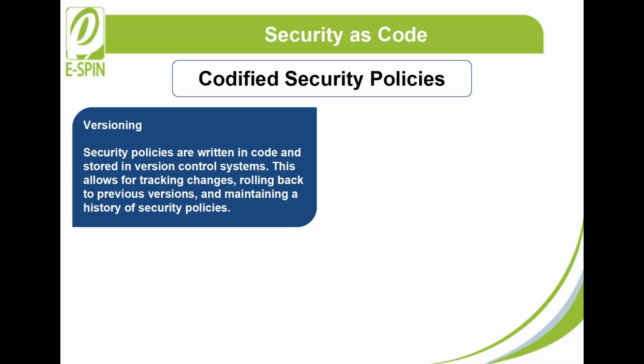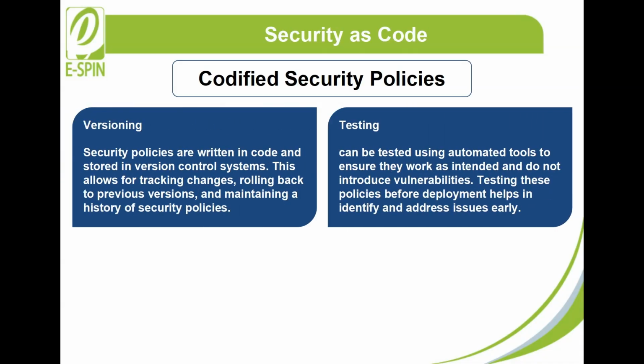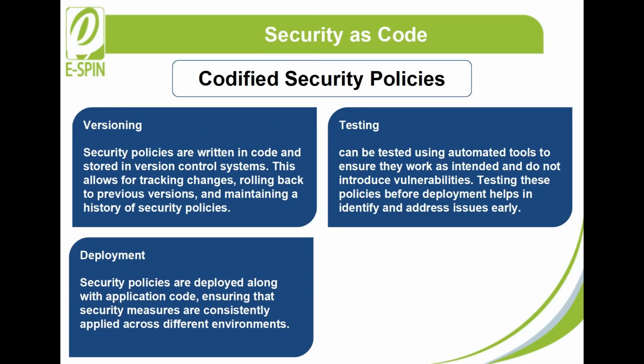Versioning: security policies are written in code and stored in version control systems. This allows for tracking changes, rolling back to previous versions, and maintaining a history of security policies. Testing: policies can be tested using automated tools to ensure they work as intended and do not introduce vulnerabilities. Testing these policies before deployment helps in identifying and addressing issues early. Deployment: security policies are deployed along with application code, ensuring that security measures are consistently applied across different environments.